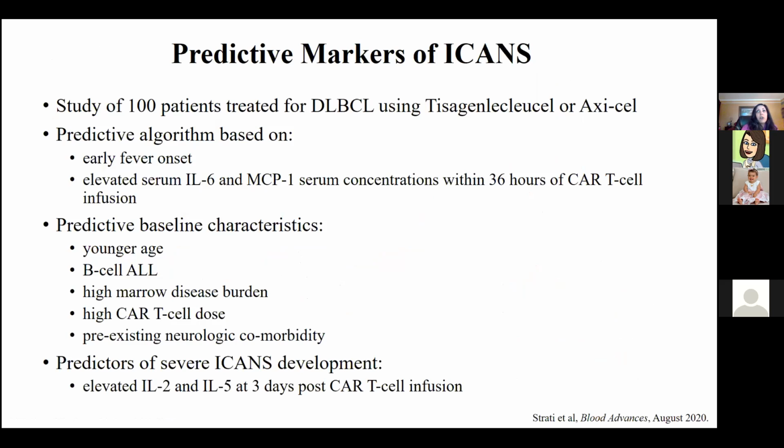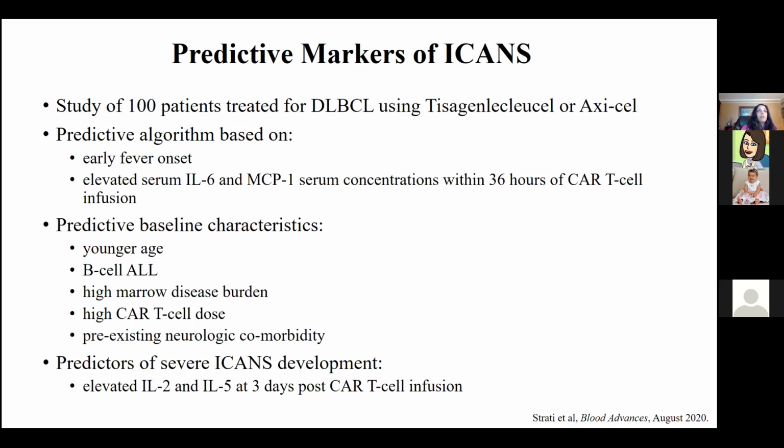So some of the predictive markers of ICANS: there was a recent study that looked at about 100 patients who were treated for diffuse large B-cell lymphoma using one of the 2 CAR T-cell products that are on the market. And they developed a predictive algorithm to try to figure out who is going to get ICANS and who is going to get severe ICANS. What they found, and this is a small number of patients, but from this small number of patients, the two correlative variables were early onset of fever, so those that developed CRS early, typically, and elevated serum IL-6 and MCP-1 serum concentrations within 36 hours of CAR T cell infusion.